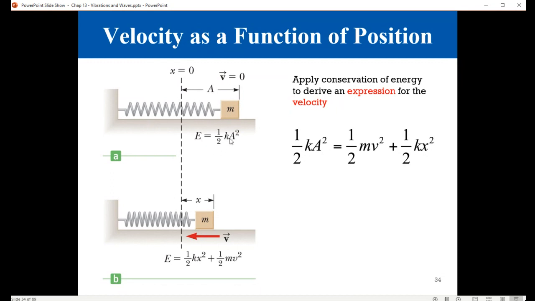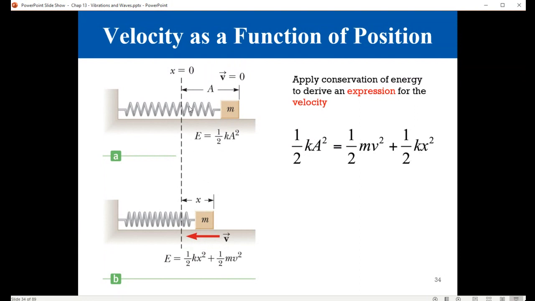The velocity is 0, so the energy is all elastic. It is half kA squared because x is equal to A. X, the displacement, is the amplitude, A. So all the energy now is potential. The moment we let go, part of the energy will be converted into kinetic. As this mass moves, it will carry kinetic energy, half mv squared. So the total energy that we have in the bank originally, which was elastic potential energy, now part of it is kinetic, the other part is elastic.